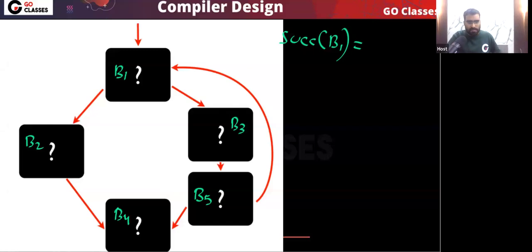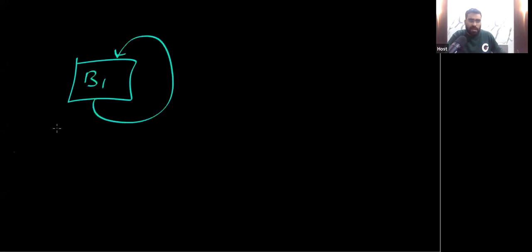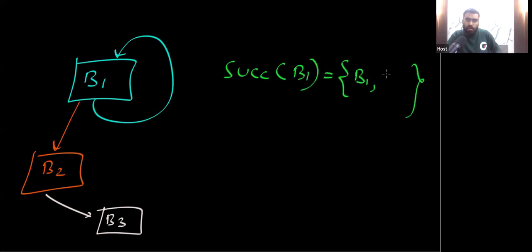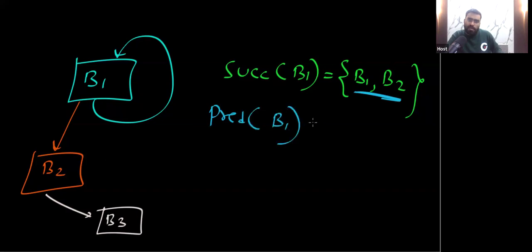Yes, a self loop can be there. If there is a self loop, then you will include it. For example, let's assume there is a self loop like this, and to B2 also you can go, and from B2 there is an edge to B3. In this situation, what will be the successor of B1? That will be B1, B2. And what will be the predecessor of B1? The predecessor of B1 will be only B1.